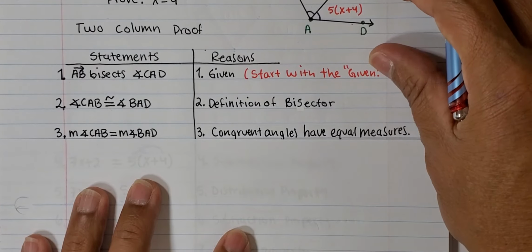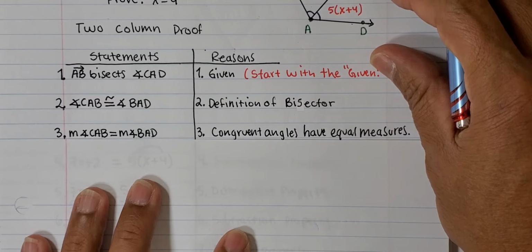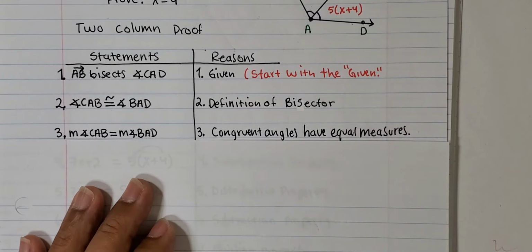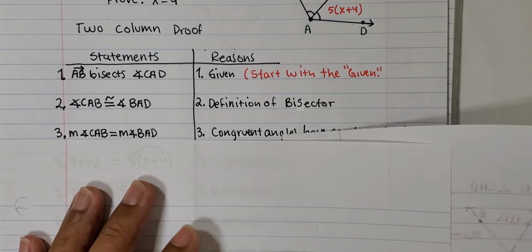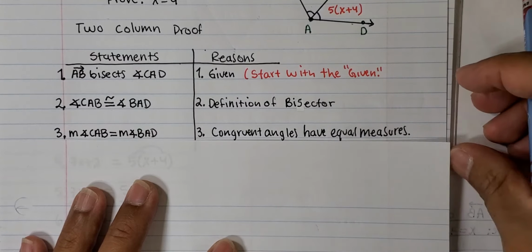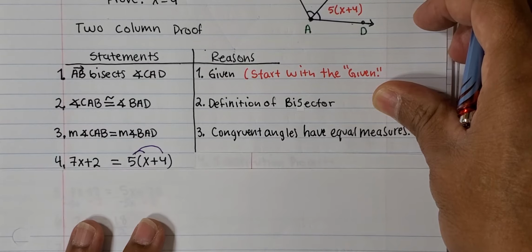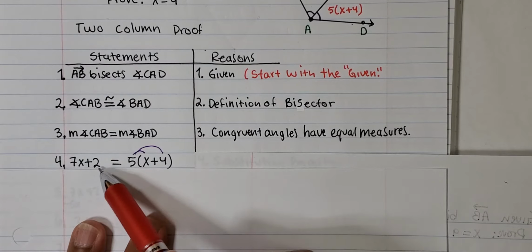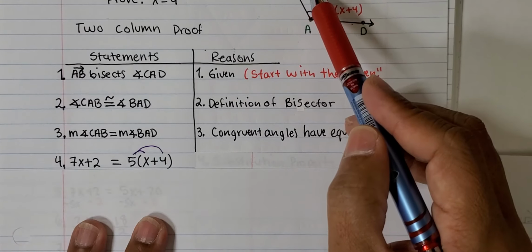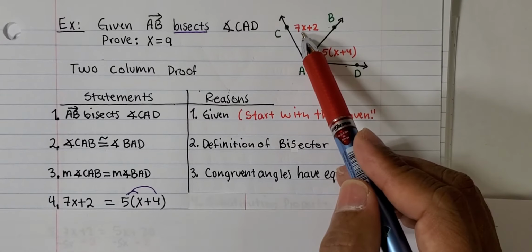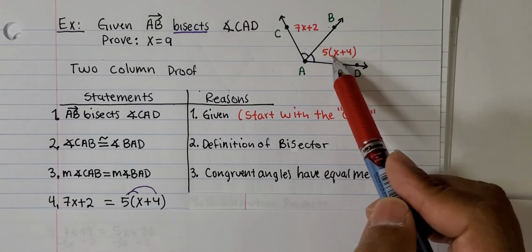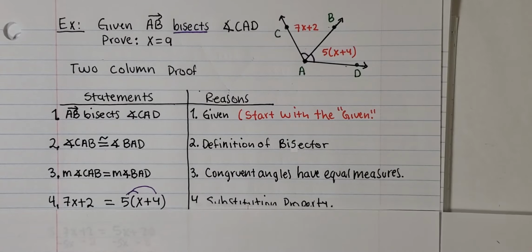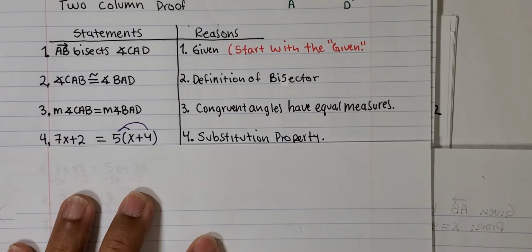Okay, so let's go to the next statement. The next statement is going to be a property that you saw on the previous video. Not distributive yet, I'm sorry. Now, instead of angle CAB and angle BAD, you see 7x plus 2 and 5 times x plus 4. 7x plus 2 is coming from here. That represents angle CAB, and 5 times x plus 4 represents angle BAD. So which property did I use? The property of substitution. That's what I just used here.